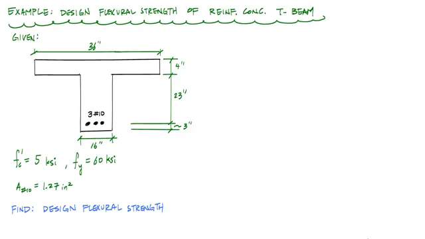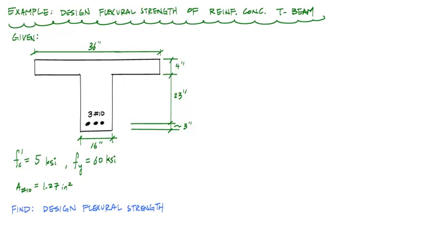And in this video, we're going to do some more reinforced concrete beam analysis. And in particular, we're going to do an example problem where we have to calculate the design flexural strength of a reinforced concrete T-beam that's given here. And I have some dimensions. The flange width is 36 inches. The total height of the section is 30 inches. And the depth to steel from the extreme compression side is 27 inches.